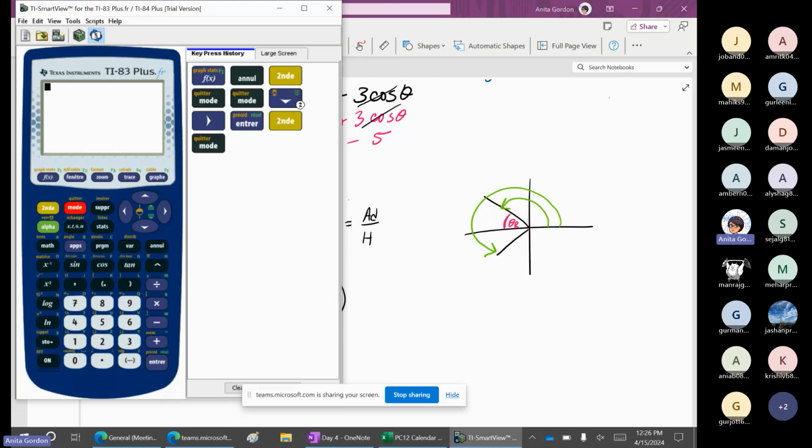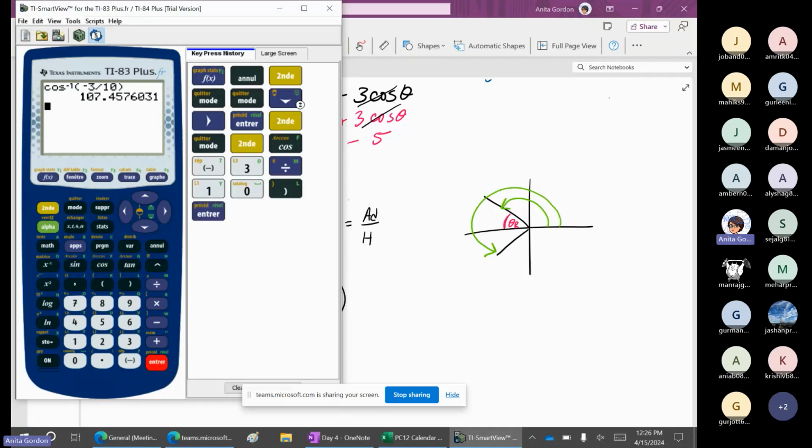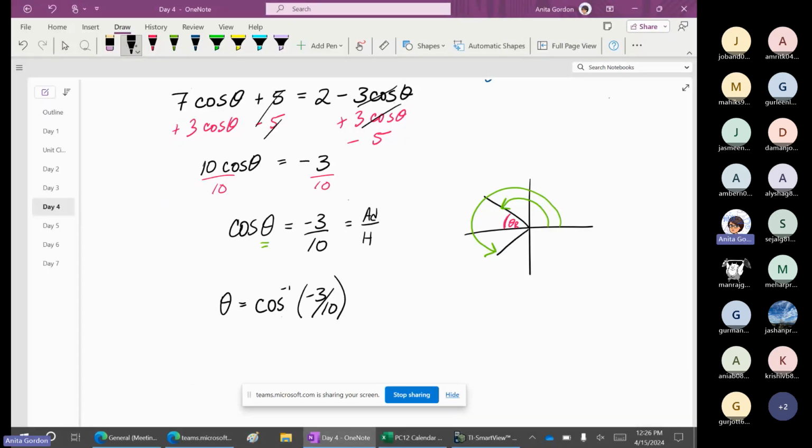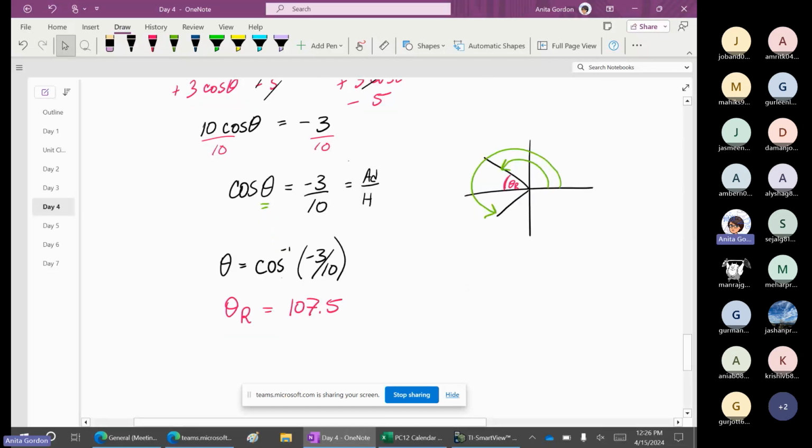Cosine is 2 buttons above the 8. However, I need inverse cosine, so I have to do second function and then cosine. So inverse cosine, and I'm using negative 3, not minus 3. We talked about the difference between negative signs and minus signs before. And I hit enter, and it tells me that the degrees is 107.5. I'm just going to round it off here. So this is my reference angle, 107.5. Okay.